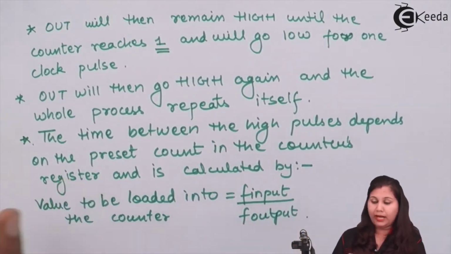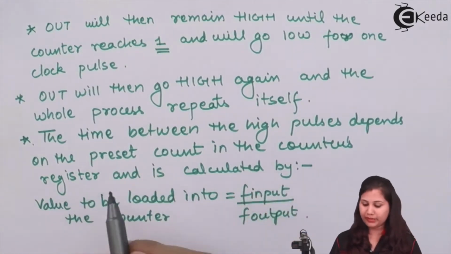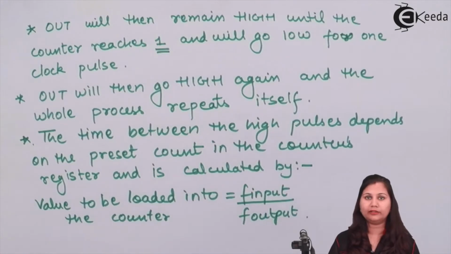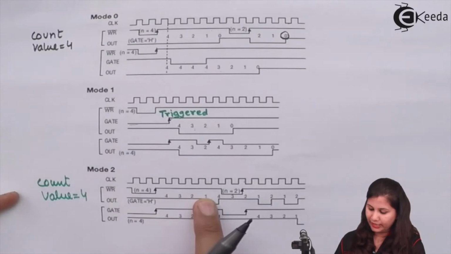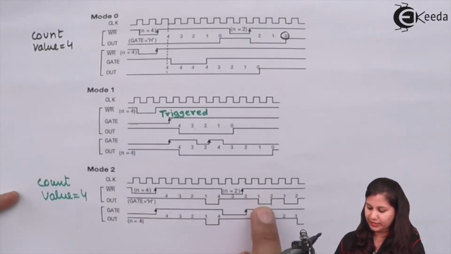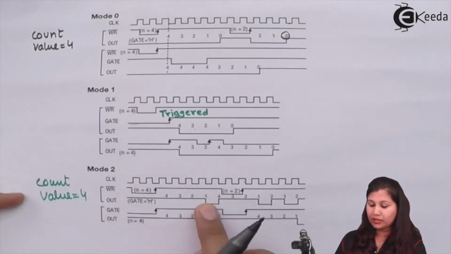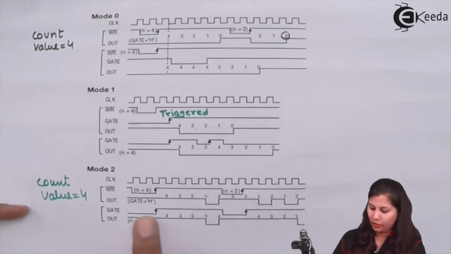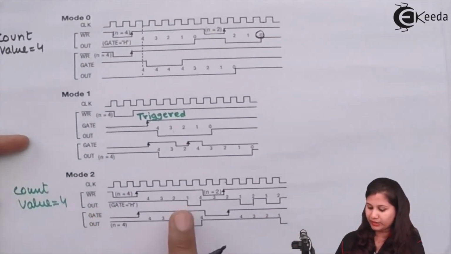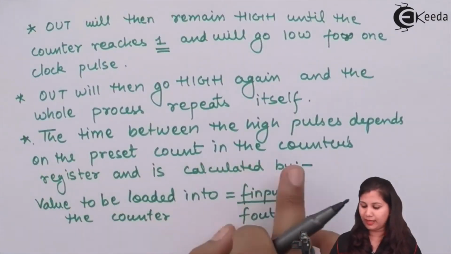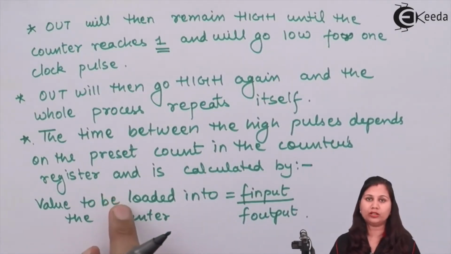So the time between the high pulses depends on the preset count in the counter's register. Preset count means the count which was earlier loaded into the counter. So you can see that the out signal is high, then it is low, then again it is high, then low. So it becomes low when the counter has reached 1. Okay, so this time between the high pulses which we are getting at the out signal depends on the preset count in the counter register, means what count value you have loaded into the counter.